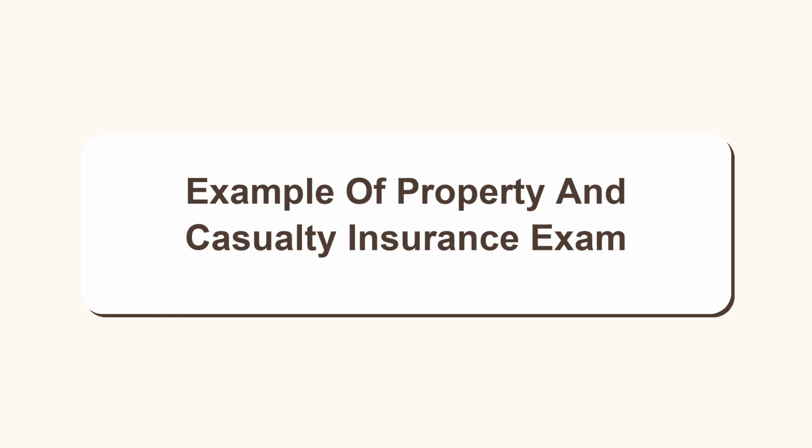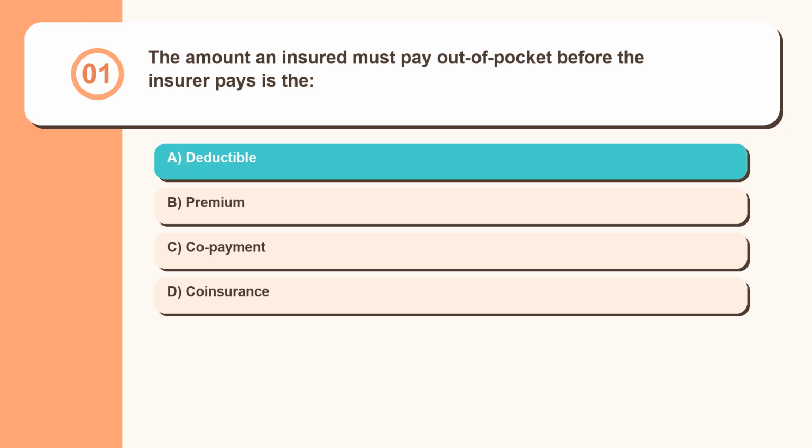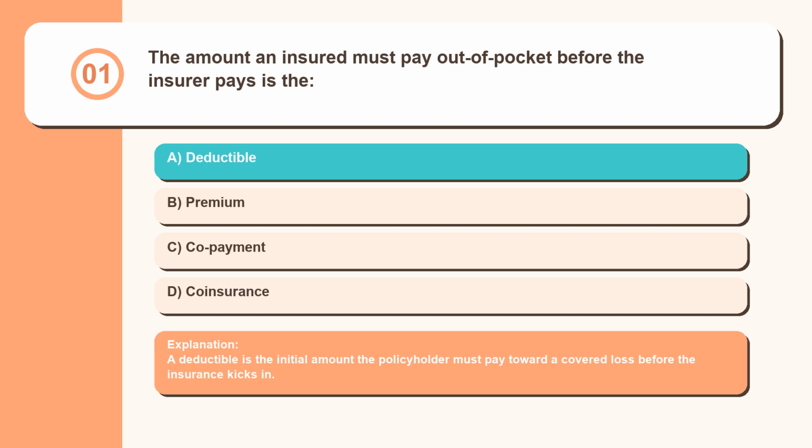Example of property and casualty insurance exam. Question 1. The amount an insured must pay out of pocket before the insurer pays is the deductible, premium, copayment, coinsurance. A deductible is the initial amount the policyholder must pay toward a covered loss before the insurance kicks in.